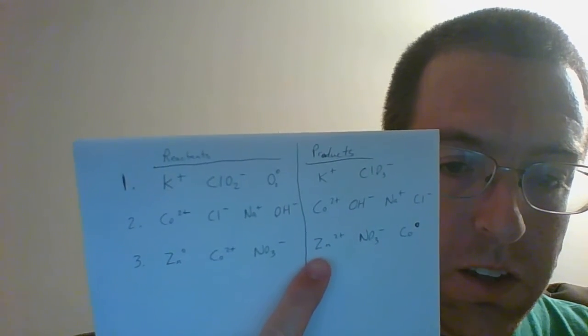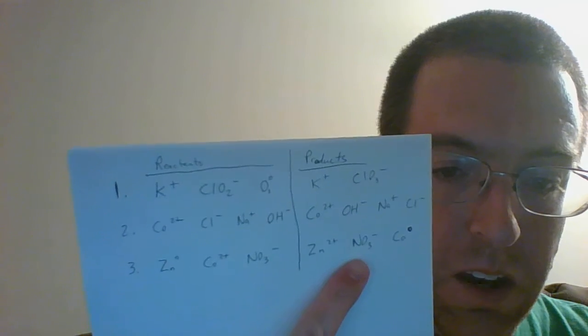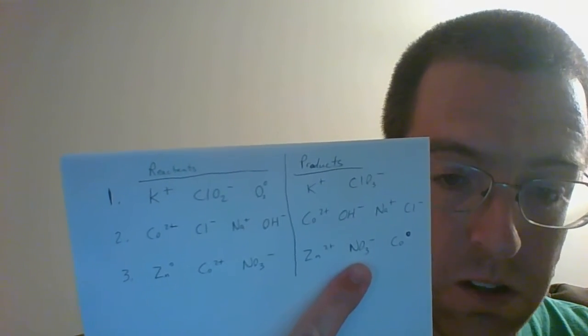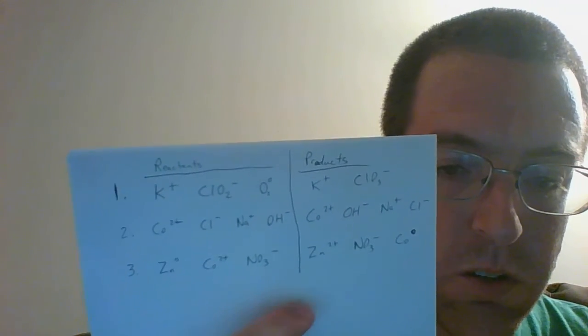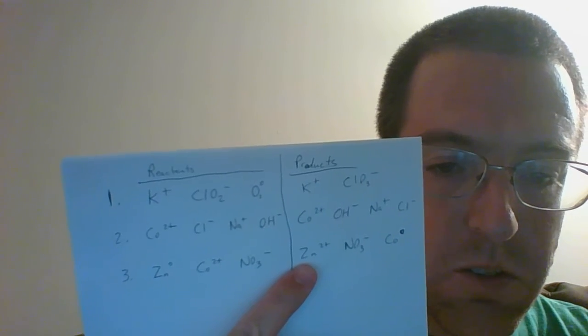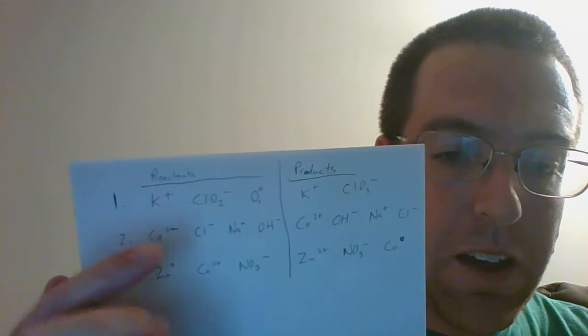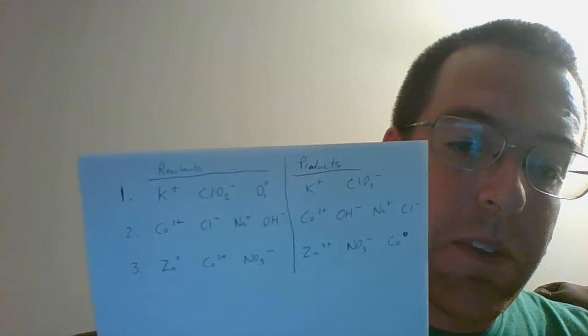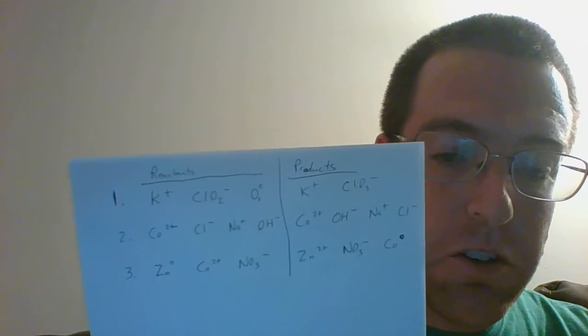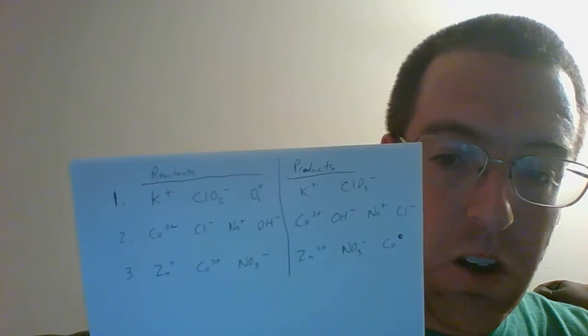Now in the products, we have zinc nitrate. All right, so nitrate still has a -1 charge, which means that zinc has to have a +2 charge. And here we have cobalt metal. So anytime we just have an element by itself without a charge explicitly written, its charge is 0.